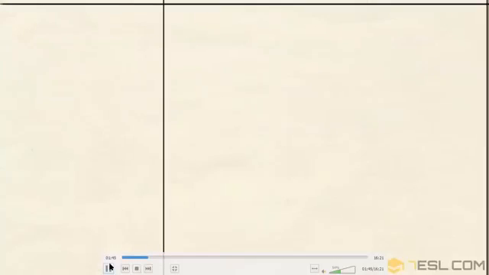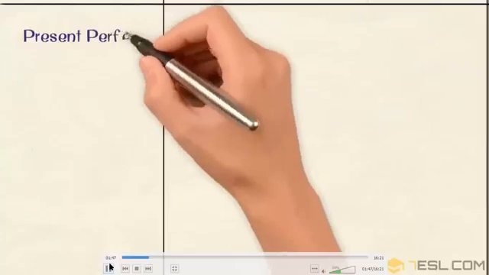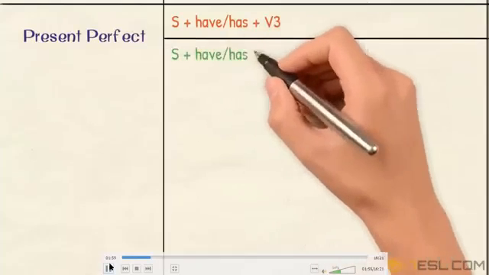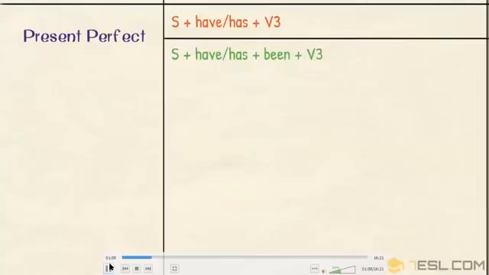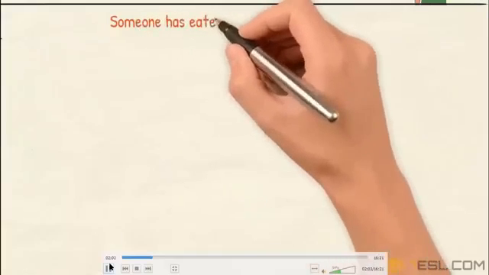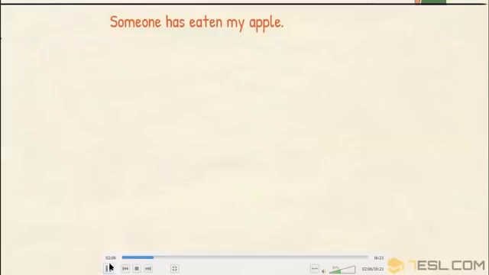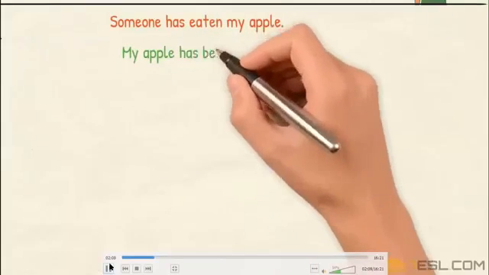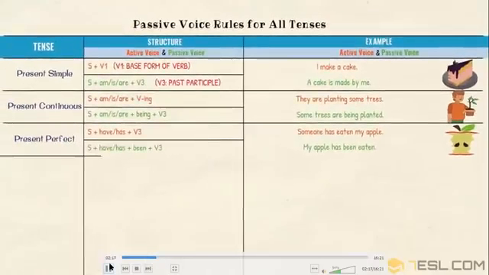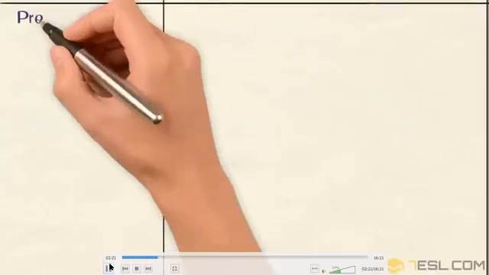Now, present perfect tense. How to change an active sentence into passive voice. Subject plus have, has, and third form of the verb. And for the passive voice, subject plus have, has with been. Someone has eaten my apple. My apple has been eaten. This is present perfect tense when we are changing it into passive voice.